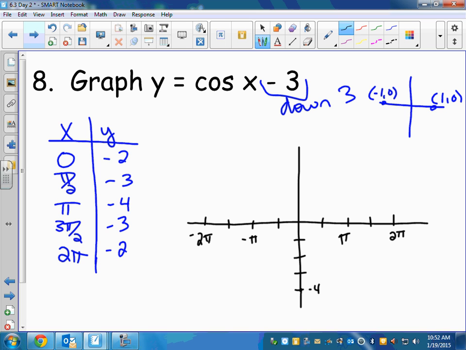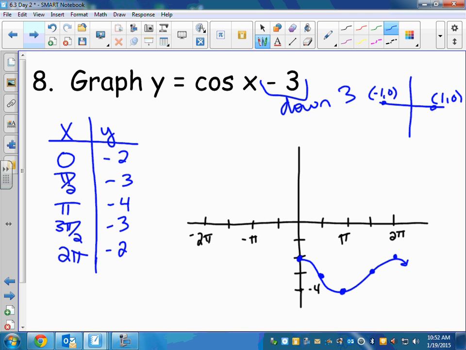And again, I always do the positive side, and then I either do the same or flip it, depending on if it's cosine or sine. But at 0 now, I'm going to be at -2. At pi halves, I'm at -3. Then at pi, I'm at my lowest value, which is -4. Then I go back to -3, back to -2, sorry.